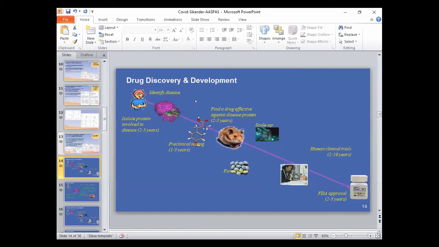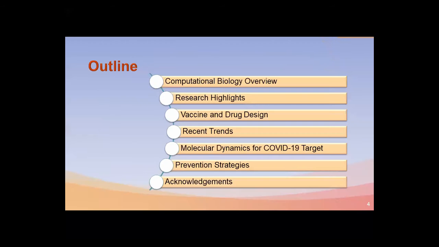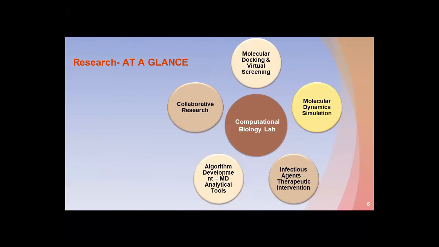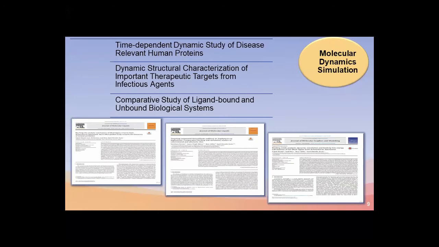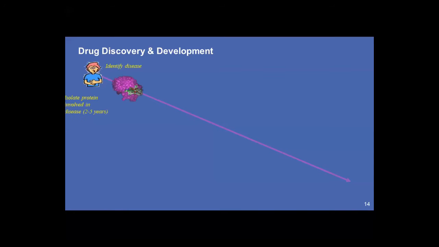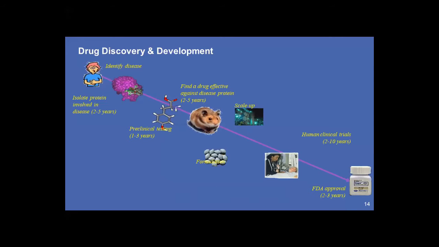What happens in drug designing is that we identify the disease. First we identify the disease in the traditional method, and then drug designing or vaccine designing is not a simple two-step process. It requires different expertise at different steps, and that's why it takes long. We isolate that particular protein, and this takes some years in the traditional method. Then finding a drug effective against that disease protein is another step which takes 2 to 5 years. And then preclinical testing and the whole scale-up process along with the formulation until it goes to human clinical trials, and afterwards to FDA approval. So the average design cycle is more than 15 years.